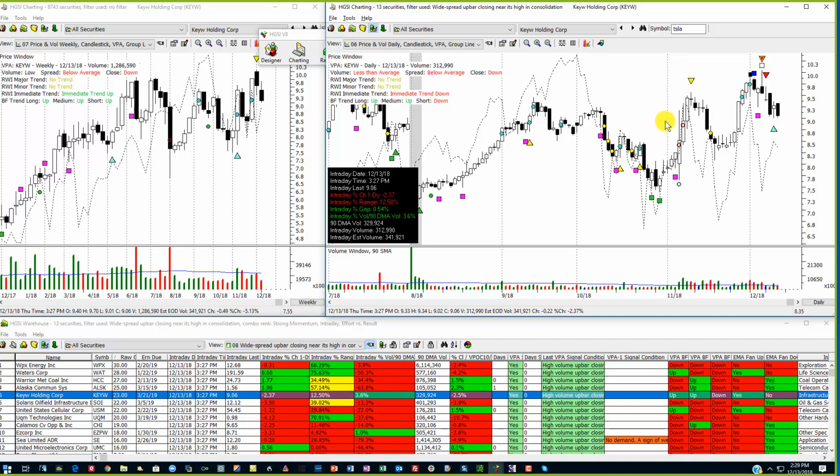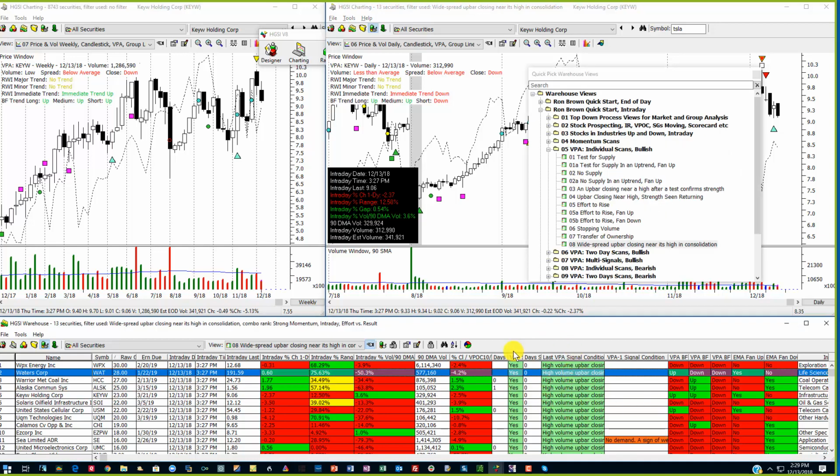Jack, I'm not updating the database. I'm just updating the intraday quotes. So what I'm saying is these signals in any of these screens are generated using yesterday's data. These columns here represent what is happening today.